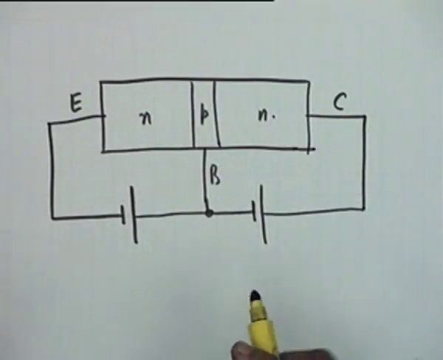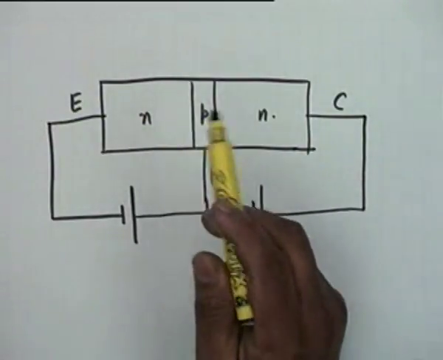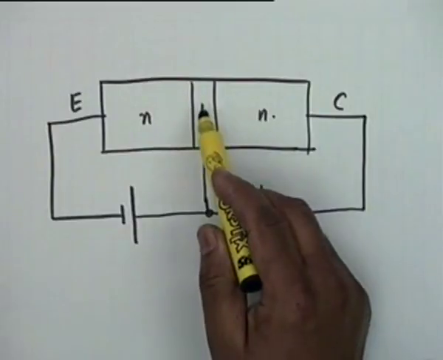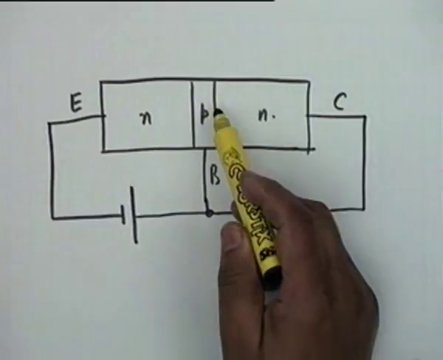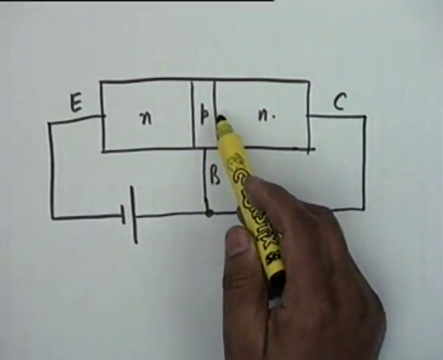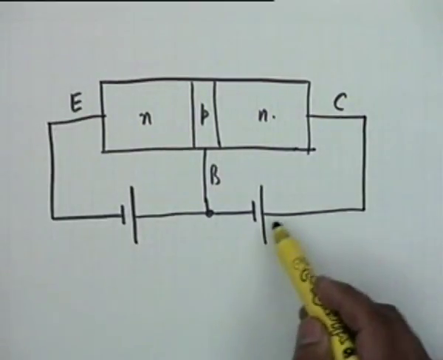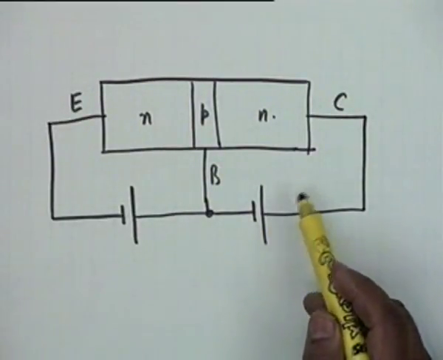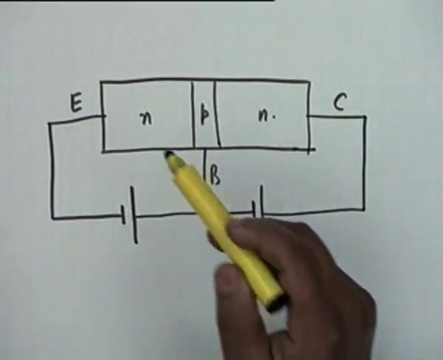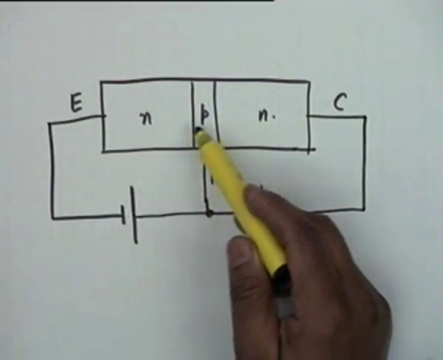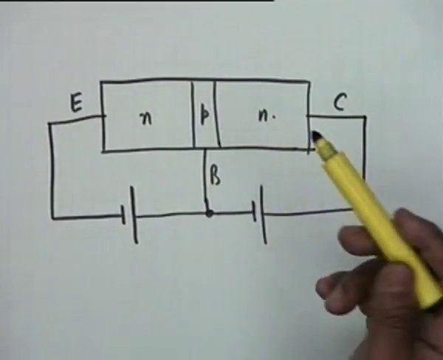The conduction mechanism is that the emitter injects electrons into the N region, most of which pass into the P region, and because the P region is thin, the electrons cross over to the N region, and these electrons are then collected by the positive potential of the battery. This is the basic operation of an NPN transistor, where the electrons are majority carriers here, electrons are minority carriers here, and here also the electrons are majority carriers.